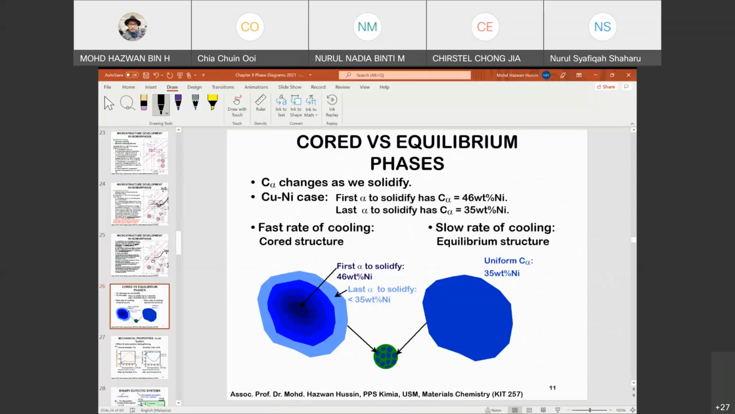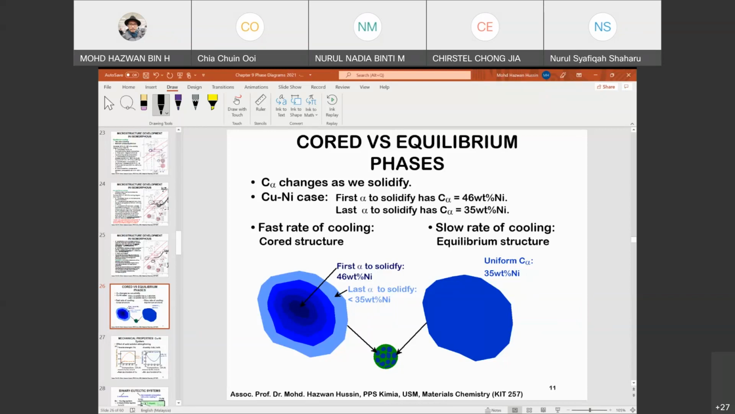So the cored structure versus equilibrium phases. The composition of alpha was observed to change as it solidified. This is actually in terms of non-equilibrium cooling. For the copper-nickel case, you will see that the first alpha to solidify has a very high percentage of nickel, and the last to solidify has, I think, around 35, the same as the initial composition, right?